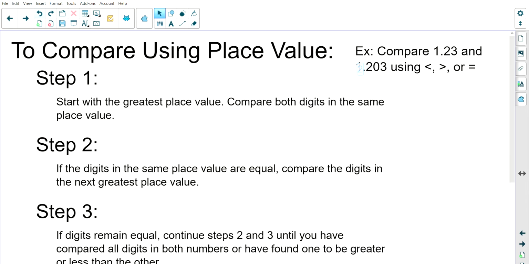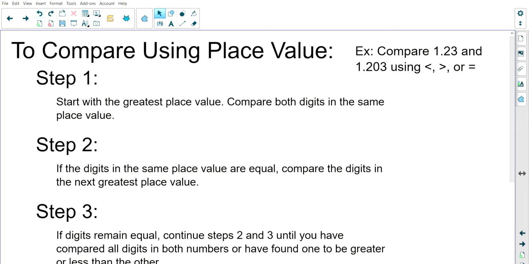Okay, so now that I have modeled for you, I'm going to ask you to pause the video, go through and write out a little bit more quickly these steps. I'll read them to you and maybe suggest some shorter phrases for you. I would like you to pause the video though, write these in your notes so that you have them to come back to. So step 1, start with the greatest place value of a number to compare using place value. To compare both digits in the same place value, you need to start with the greatest place value first.